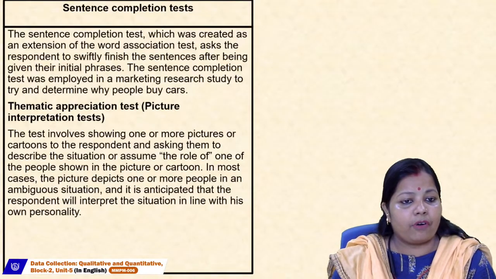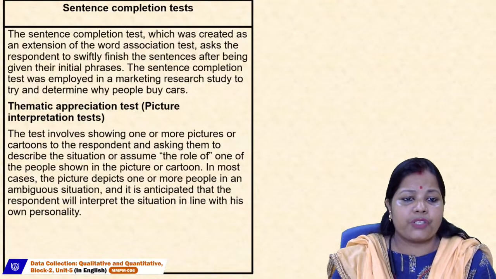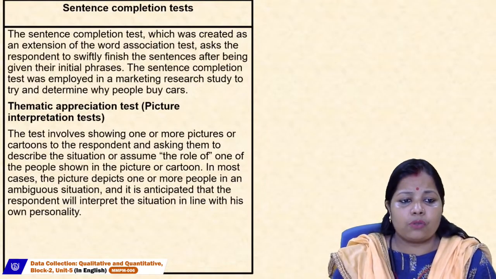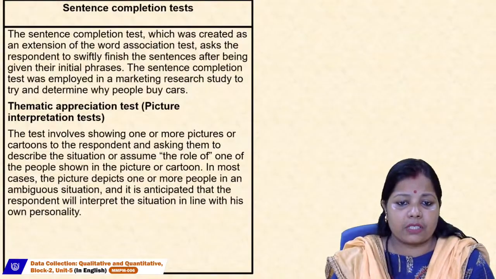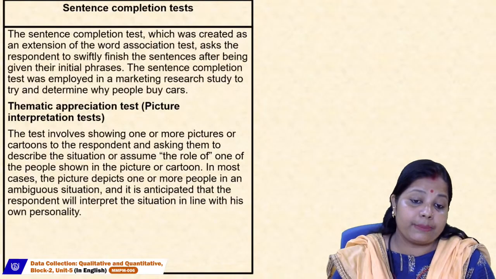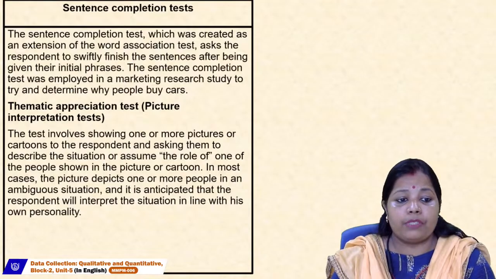Here, the test involves showing one or more pictures or cartoons to the respondent and asking them to describe the situations or assume the role of one of the people shown in the picture or cartoon. So that is also one very interesting way of collecting data. In most cases, the picture depicts one or more people in an ambiguous situation, and it is anticipated that the respondent will interpret the situation in line with his own personality.